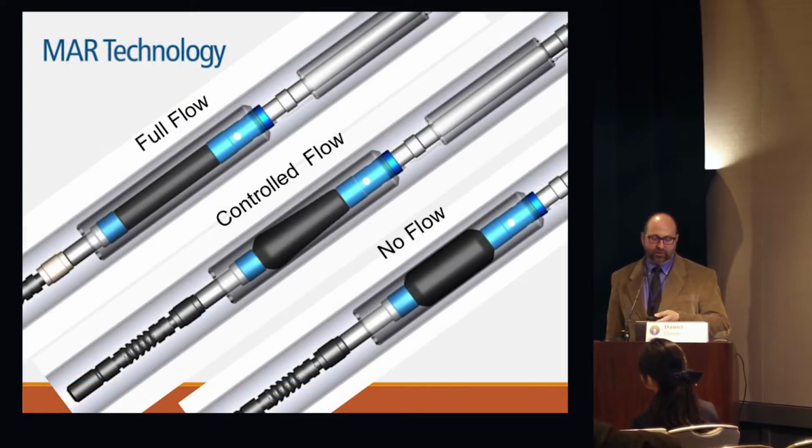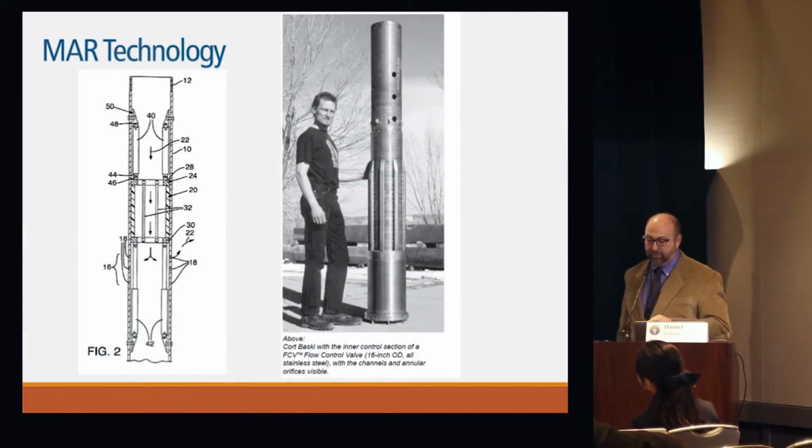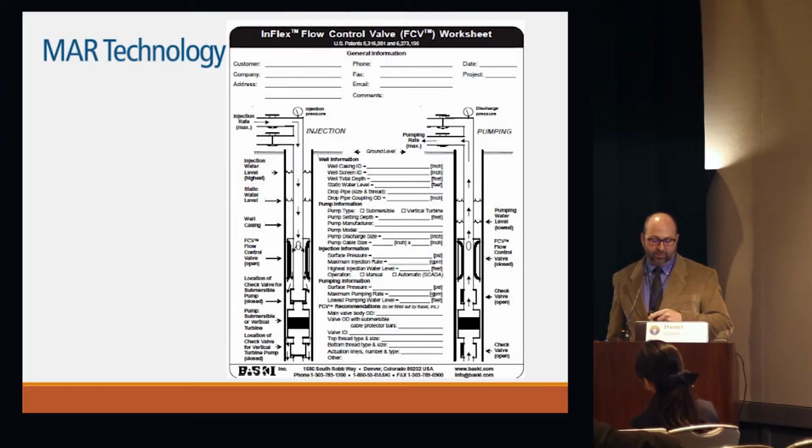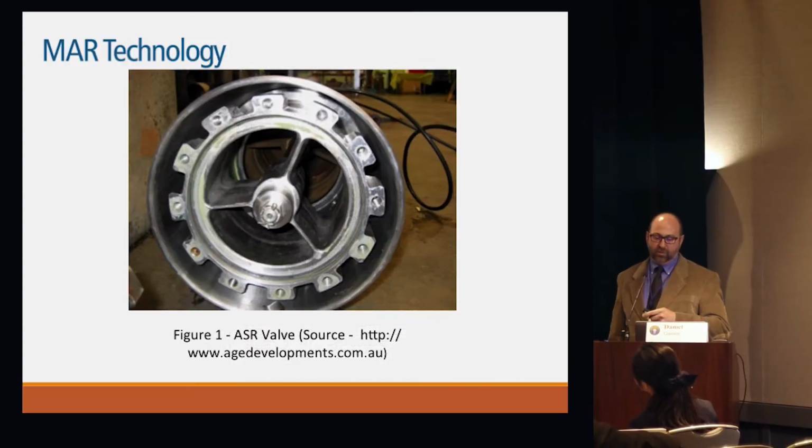So here are some packers. Full flow, the packer's closed. No flow, the packer blows up. Here's a big flow control valve you can put in line, usually in a turbine pump system. Here's a worksheet. Don't worry, there won't be a test. That's just to show you some of the planning references and tools available that go into a successful program.